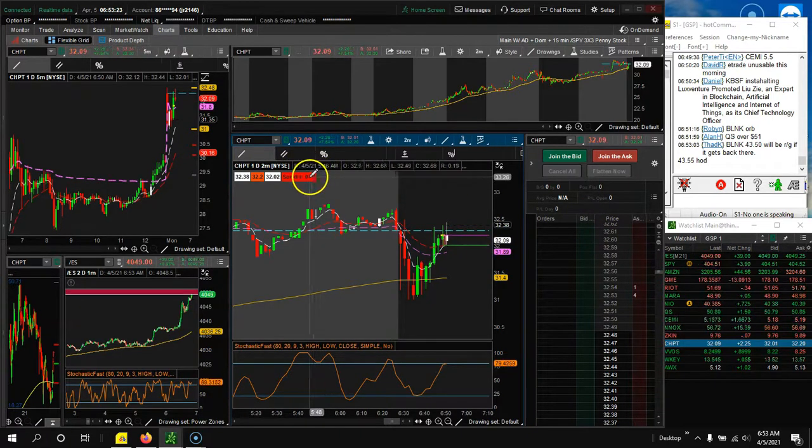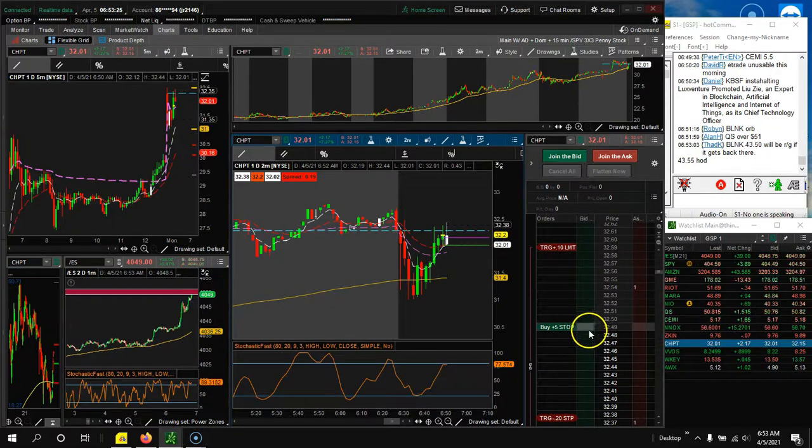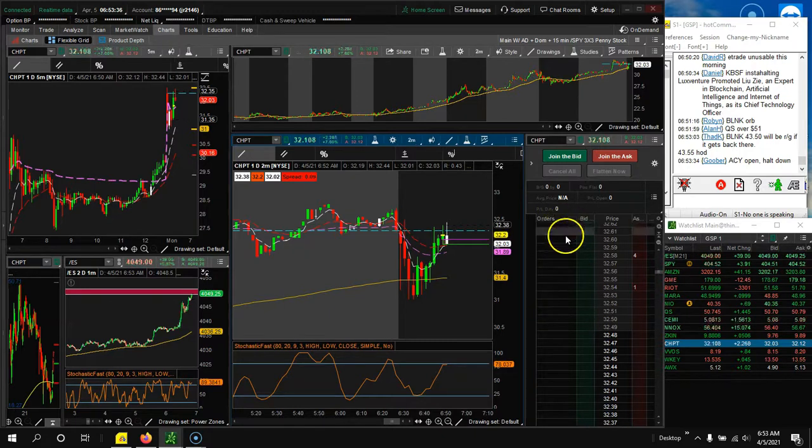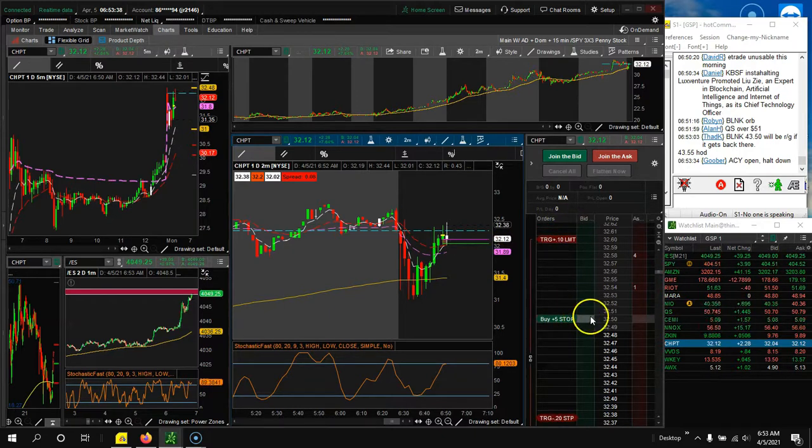Also, I like stocks with wide spreads because if it goes up and then it comes down, well, if the bid's on the buy right there, I'll get filled, and a lot of times I'll get filled in and out before I even blink an eye because the spread is so wide.